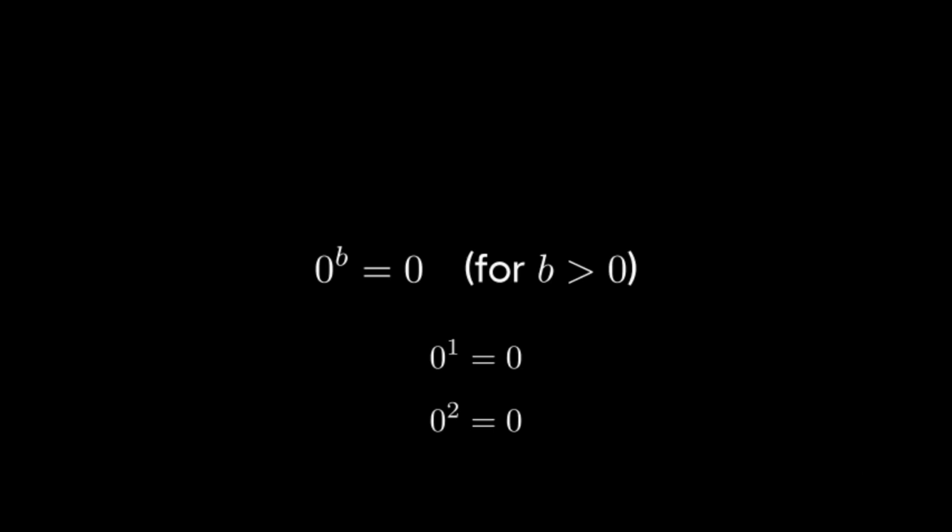The absorbing property of multiplication by 0 means that any product involving 0 will always be 0. And 0 to the power of 5 equals 0 as well. No matter how many times we multiply 0 by itself, we cannot escape the result of 0. Now, let's examine these two rules side by side. On the left, we have the rule that a to the power of 0 equals 1, which works for virtually any value of a. On the right, we have 0 to the power of b equals 0, which applies when b is any positive number.